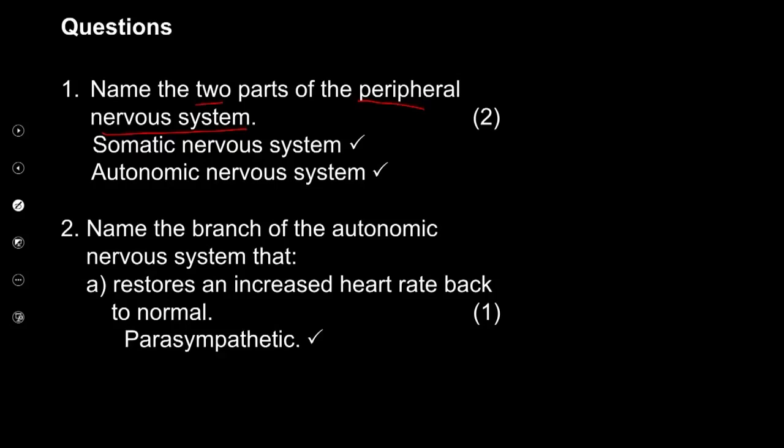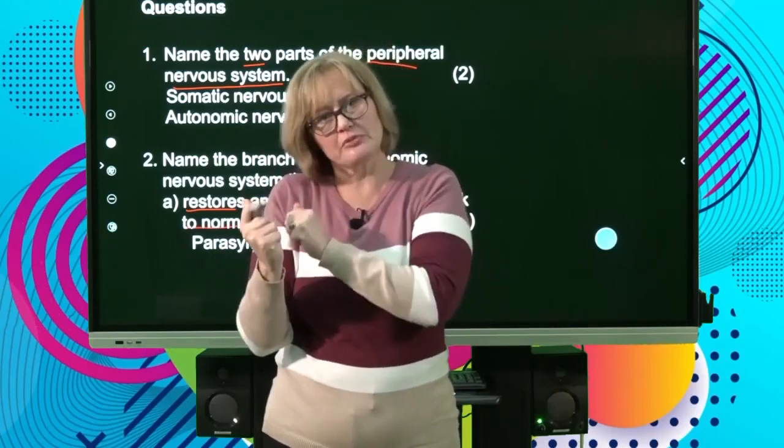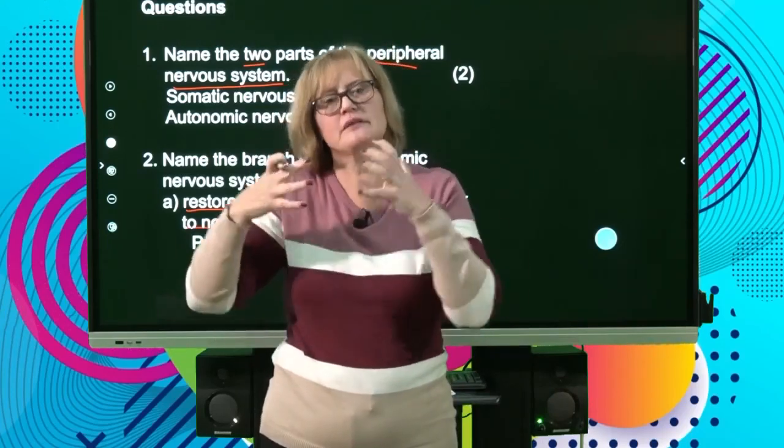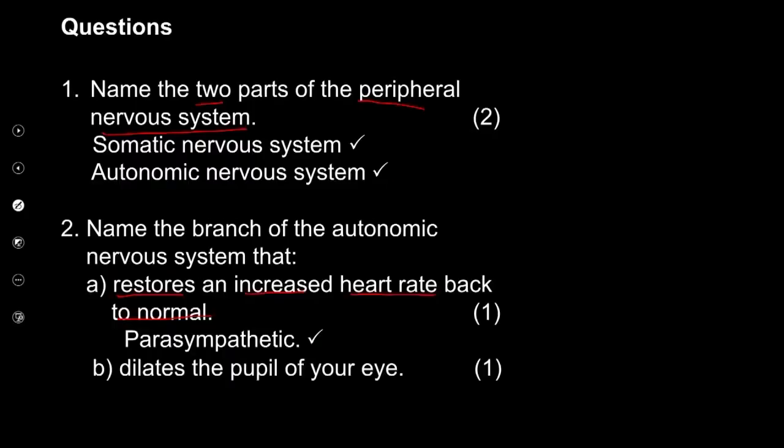Name the branch of the autonomic nervous system that restores an increased heart rate back to normal. Unfortunately the answer is already there, but just think, your heart was beating fast, you had stress. Which one now has to bring it back down? The one that makes you chill, the parasympathetic. Next, dilates the pupil of your eye. Remember, dilates means going bigger. When do you need a big pupil? When you see the lion. So that would be sympathetic.